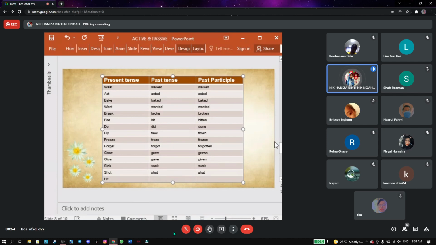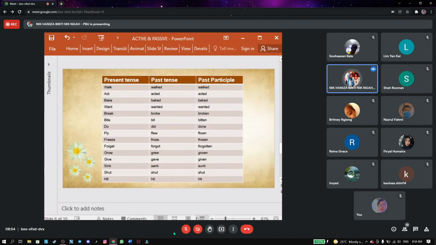Irregular verb. What about heat? Same. Yes, same. Okay. Heat and heat. Ada heaten juga? Heaten? Tak ada. So heat, heat, heat. Okay. Now you know how to change the verb from present tense, from past tense, from past participle.